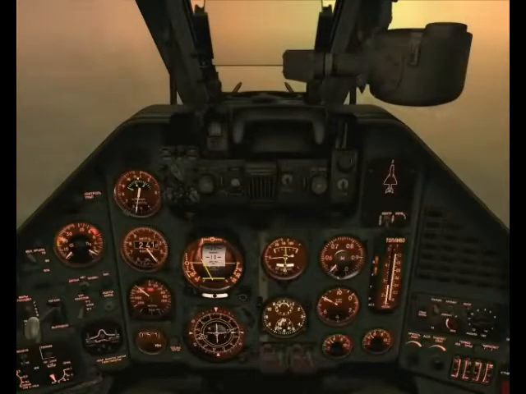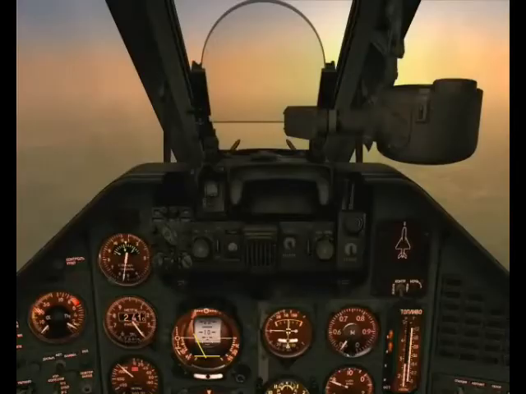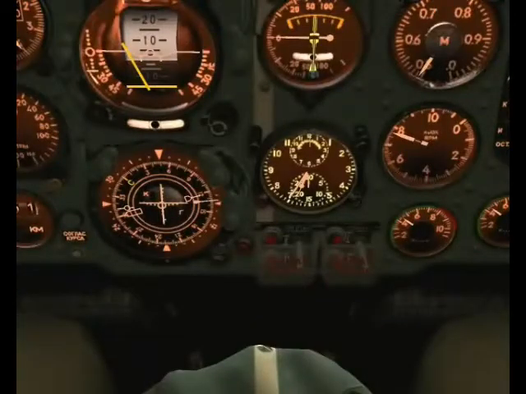Quick check of our airspeed here. It's supposed to be at 500 kilometers per hour, so I'll need to reduce that a tad. Okay. On the left there, you see the circle on the needle. That's our waypoint bearing needle. And the other wider needle is slowly coming down and converging on it.